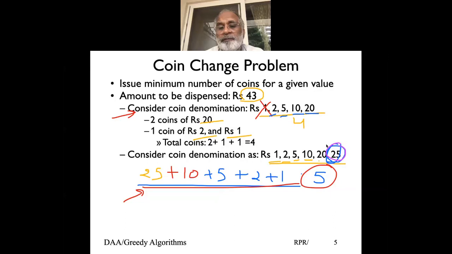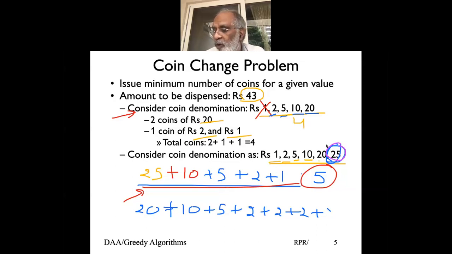Dhananjay, Manvit, or is it so difficult? Amravati says yes, it is possible. Amravati gave an answer: 20 plus 10 plus 5 plus 2 plus 2 plus 2 plus 2, and this much is 43 rupees. And the total number of coins is 3 plus 4, 7 coins.